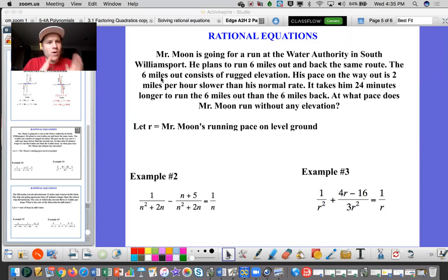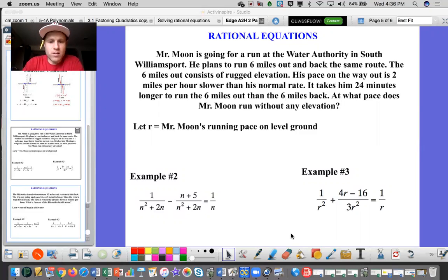The 6 miles on the way out is really rocky and sort of uphill. At least we thought it was uphill. But at any rate, it's going to slow us down by 2 miles per hour on that 6 miles out. And on the way back, we're going to be able to go 2 miles an hour faster than what we would normally be able to go on flat ground because you're running downhill. So at what pace do I actually run on flat ground?